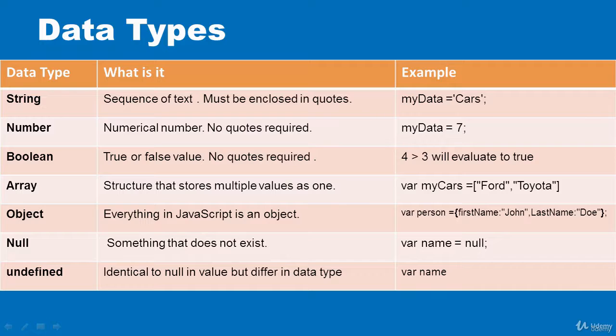Another data type I want to introduce you to is called null. You may come across this in your learning with JavaScript, and basically a null data type is something that does not exist. You can also use the null data type to empty the value of a variable, and a null is also an object data type.